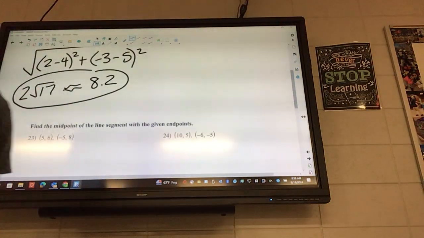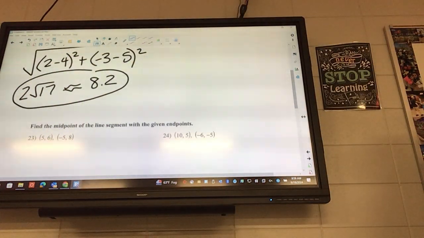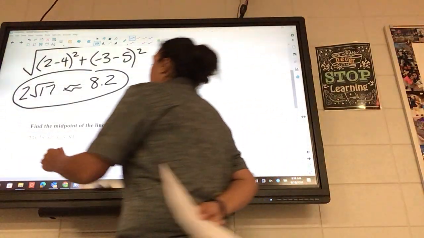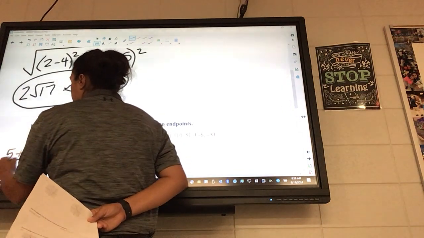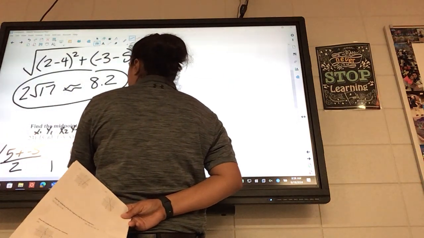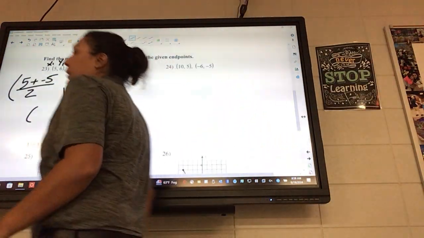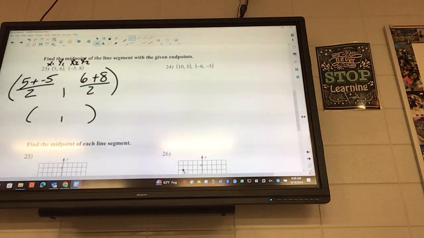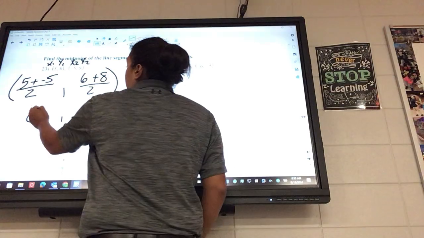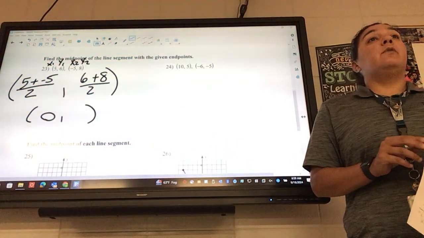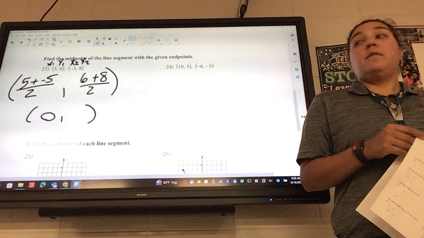That's what we're doing. Okay, find the midpoint of the line segment. That is the second formula. You take the x's and add them together and divide by 2, and then you're going to take the y's and add them together and divide by 2. Okay, so we got x1, y1, x2, y2. So it's going to look like 5 plus negative 5 divided by 2, and 6 plus 8 divided by 2. Okay, so what is 5 plus negative 5 divided by 2? 5. I'm gonna go with no. No. You got 0? That sounds right. Okay, 6 plus 8 divided by 2. 7. 7 sounds good.